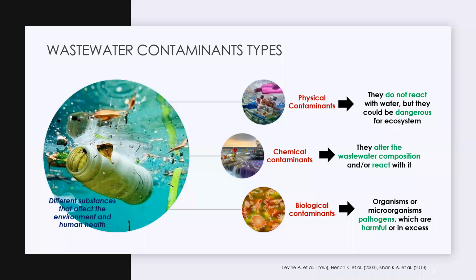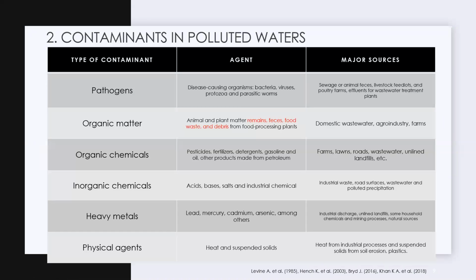So these contaminants in polluted water can be classified in many different ways, as I said. One of the most common contaminants are related to organic matter. This organic matter includes feces, food waste, debris. They come usually from domestic wastewater and also from agro-industry, from farms, from your house, of course. And these are some of the contaminants that we will be dealing with in this presentation.